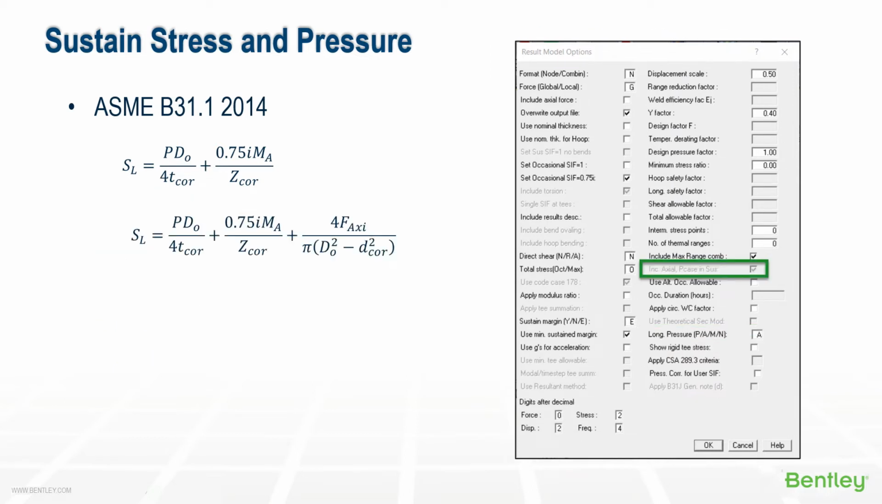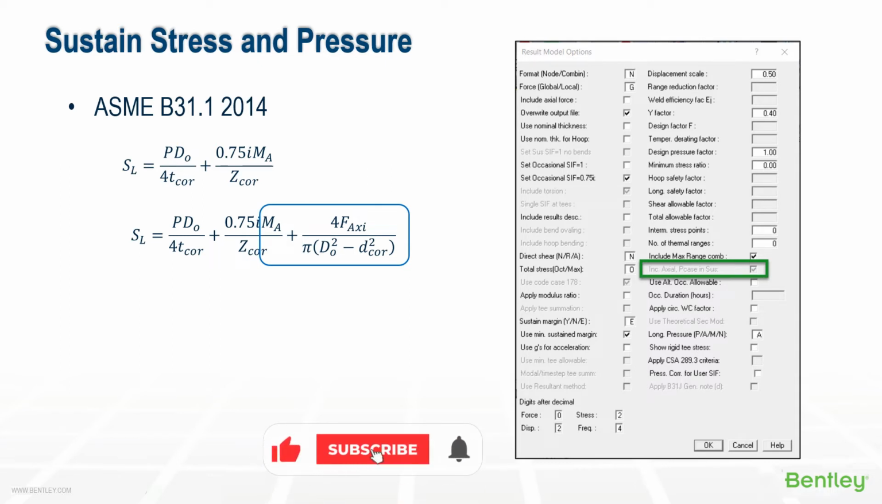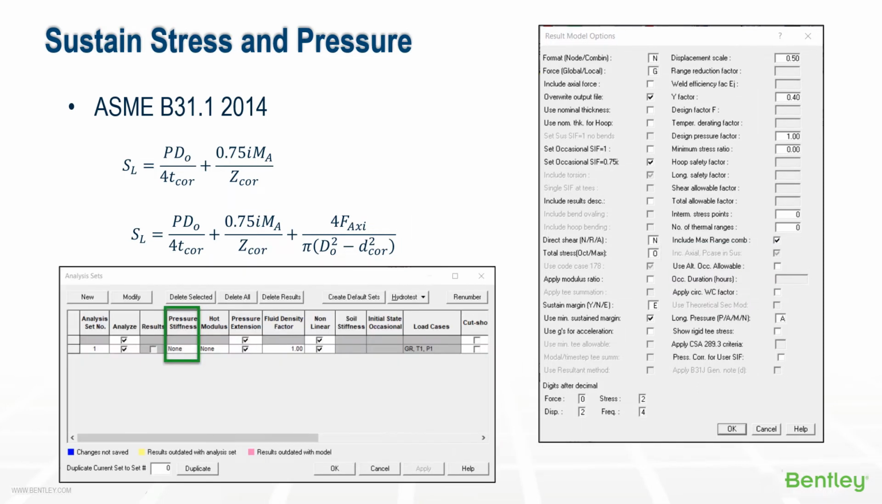By default, the include axial P case in sustained is unchecked for this particular code and year, but by checking this, the axial force term is included. Fx includes axial forces due to gravity, and pressure effects are also added to the weight in the MA term. It provides the influence effect of pressure. In order for this additional pressure term to be included, the pressure cases must be analyzed and be available in the result database.